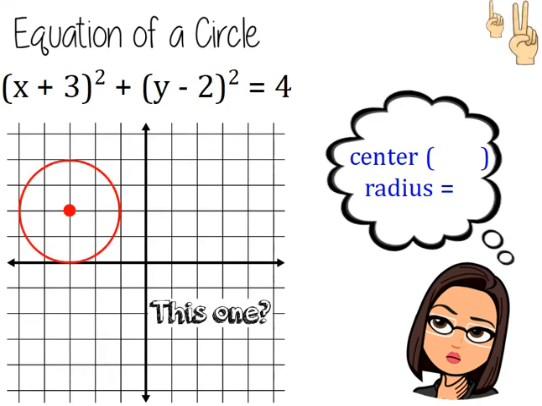What about for this example? What do you notice about the center and the radius? Look at the equation for this circle. Well, I do notice that the center is at (-3, 2), and that my radius is also 2. Look at how that connects to the equation.